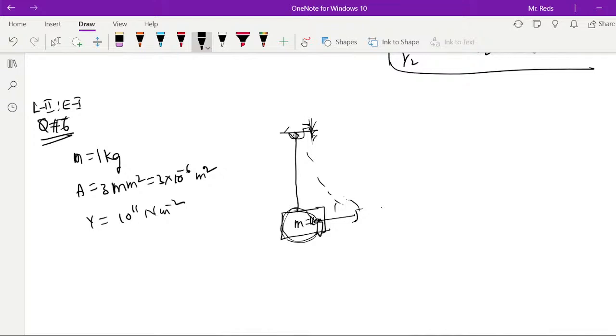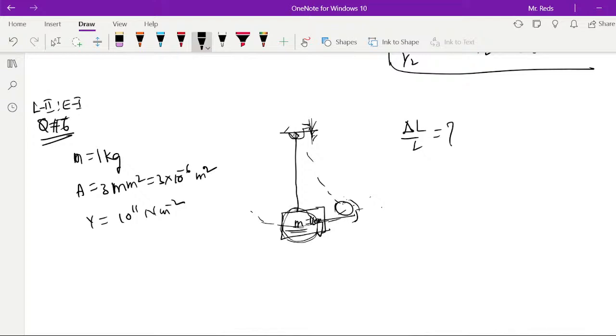When the load is passing through the lowest position, the fractional change in length is? When it is released here, it undergoes oscillatory motion, right? At the lowest position, what is the fractional change in length, delta L by L? Take g equal to 10 meter per second square.